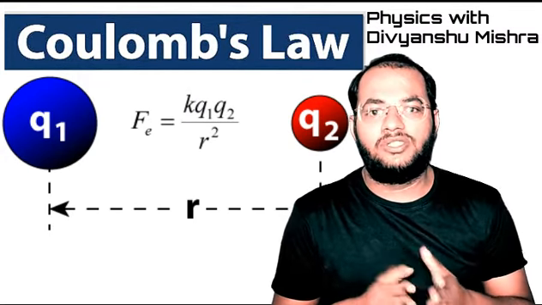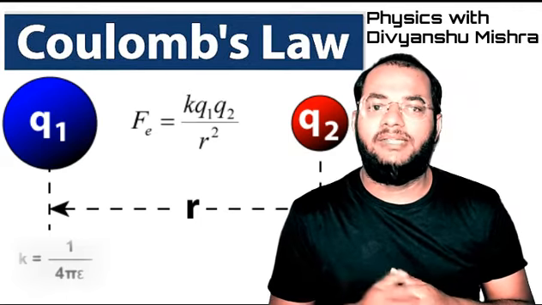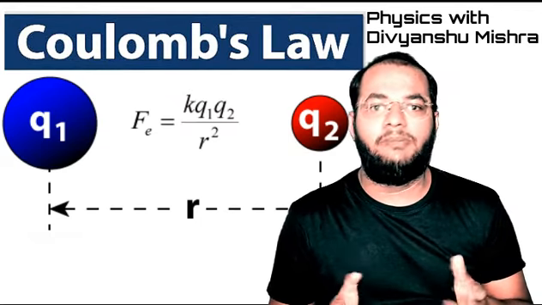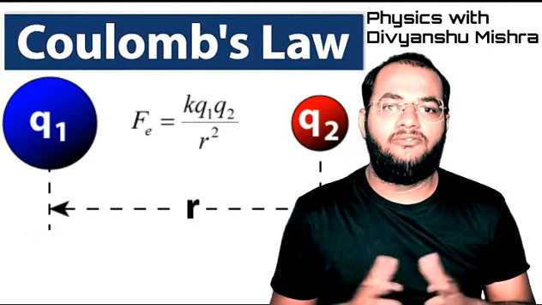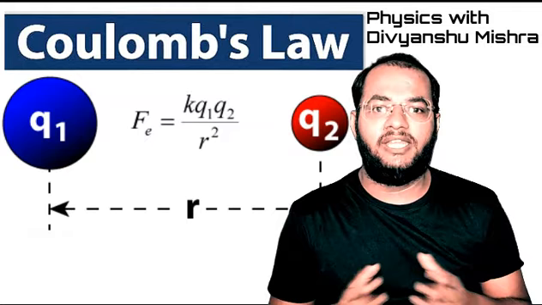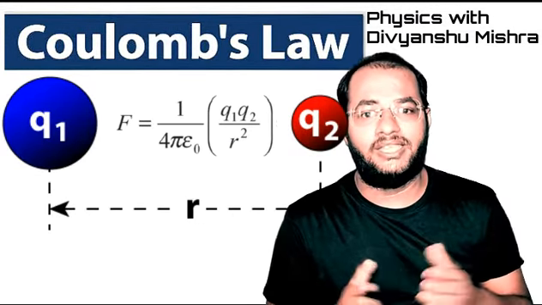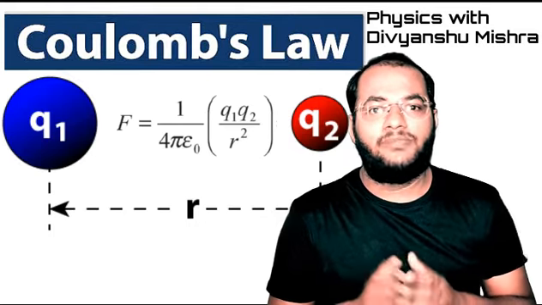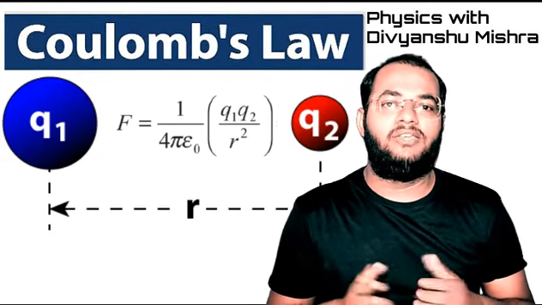The value of this constant of proportionality is 1 by 4 pi epsilon, and this epsilon is the permittivity of the medium. Now let us consider our particles are in vacuum or in free space. Then the applied force between them will be 1 by 4 pi epsilon naught Q1 Q2 over r squared. As you can see, epsilon is replaced by epsilon naught because the medium is changed to vacuum.